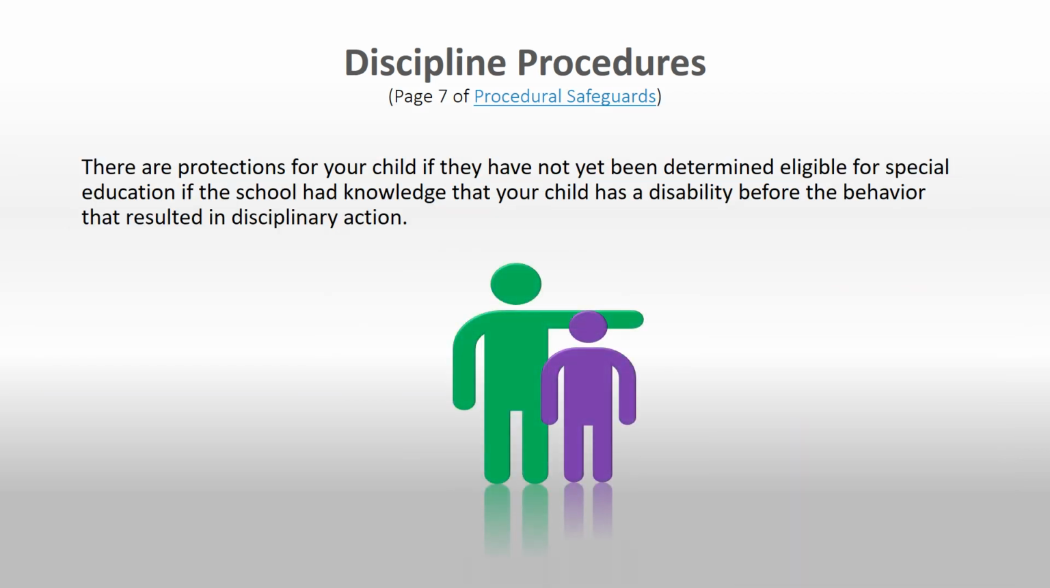Discipline Procedures, page 7 of Procedural Safeguards. There are protections for your child if they have not yet been determined eligible for special education if the school had knowledge that your child has a disability before the behavior that resulted in disciplinary action.